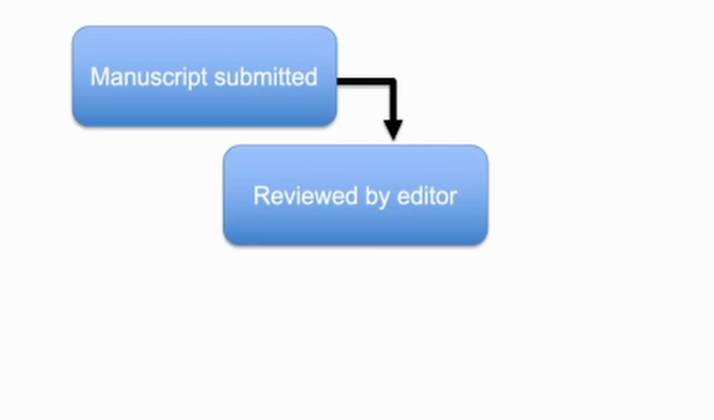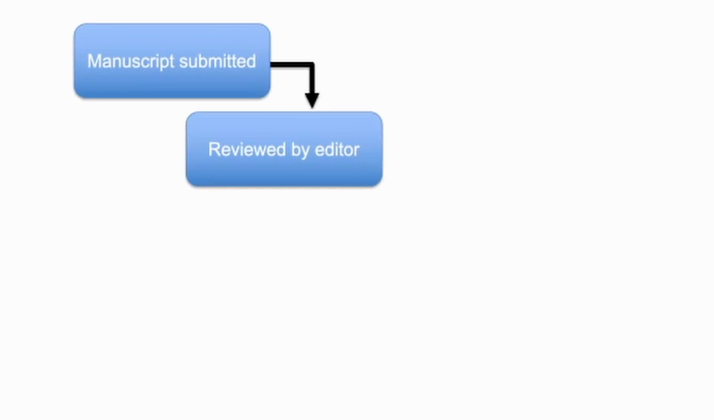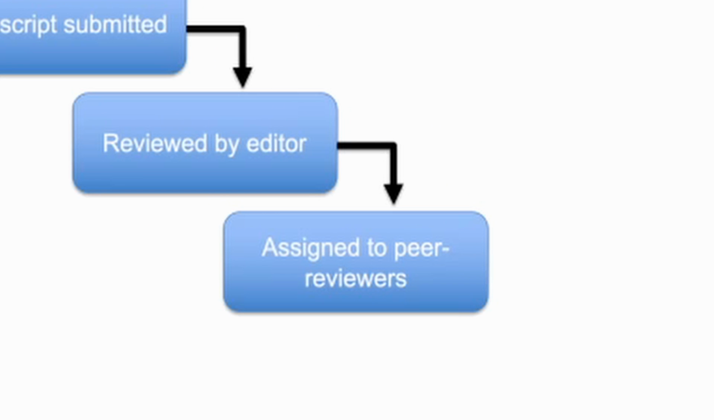Sources published in peer-reviewed journals began as manuscripts that were submitted by the author or researcher to the editor of that journal. The editor reviews the submission to ensure that it meets basic requirements before assigning one or more subject area experts to act as peer reviewers. Often this process is double-blind, meaning that the peer reviewers do not know the identity of the author and the author does not know the identity of the peer reviewers.